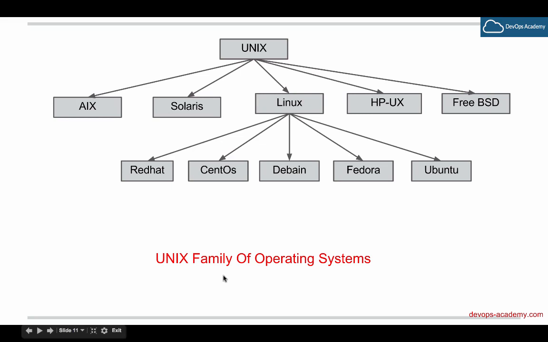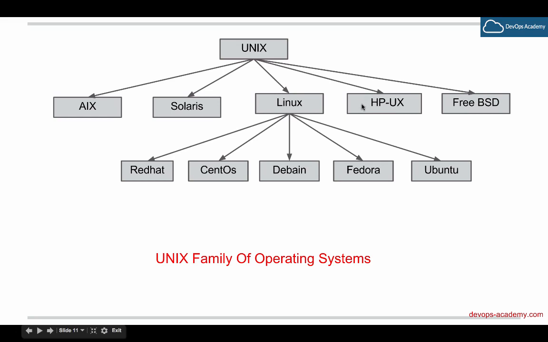So here is a family of operating systems, the Unix family of operating systems. So Unix, which is the very base version. AIX, Advanced Interactive Executive, is called Advanced Interactive Executive by IBM. Solaris was developed by Sun Microsystems somewhere around 93-94. Linux was developed by Linus Torvalds. So he named it Linux, which is majorly used nowadays.